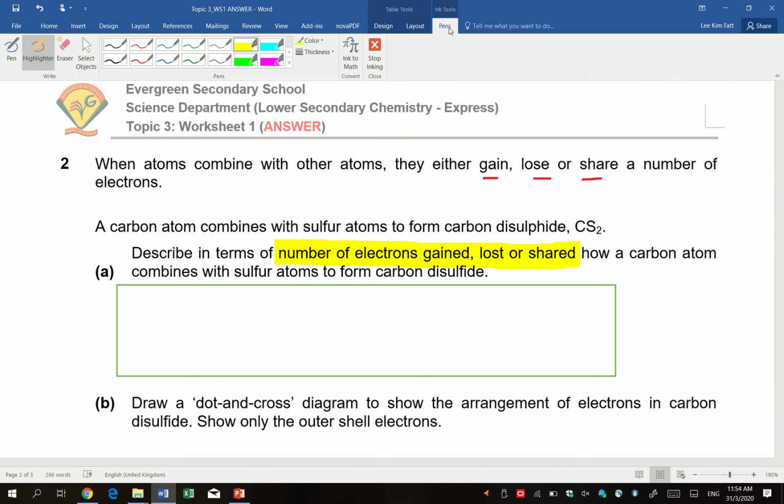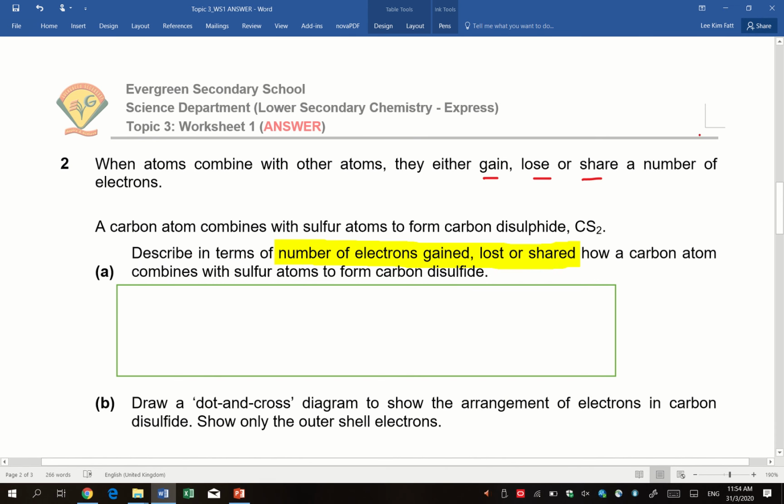So what are some of the things you need to do first before we even start answering the question? First thing first, the question asks you whether electrons are gained, lost, or shared. So we need to first determine this. If it is gain or loss, we are looking at an ionic compound, which involves transfer of electrons. If it is shared, then we are looking at a covalent substance. So we need to determine whether CS2 is a covalent or an ionic compound. To do that, let's take a look at your carbon disulfide.